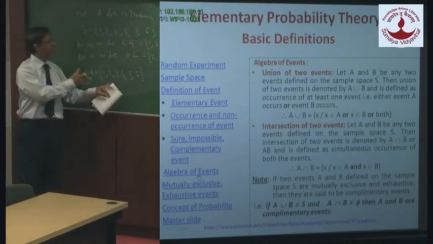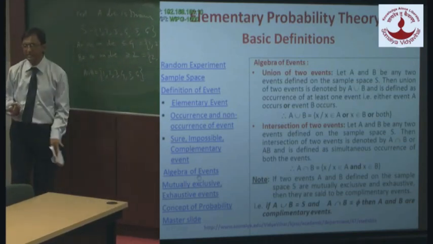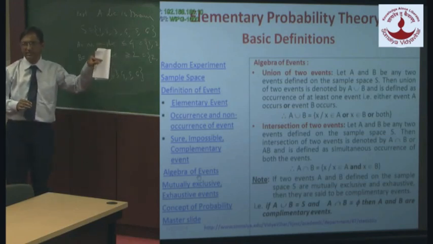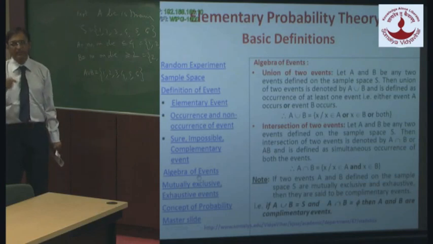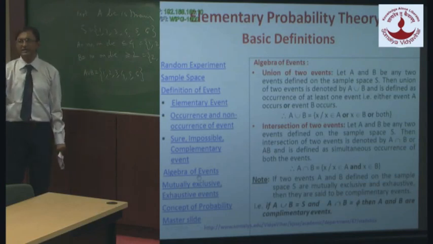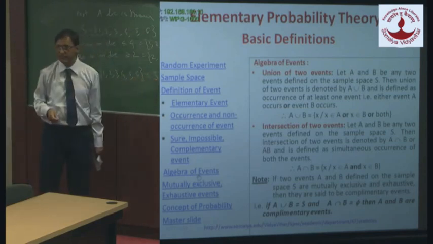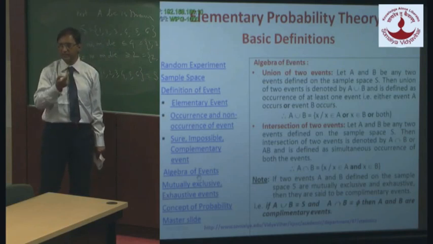Now in this case we are getting this as the sample space. It is not necessary always. In this case we are getting A union B as the sample space. If A union B is the sample space, if this is equal to S, we call it an exhaustive event. It is not necessarily always that we will get the exhaustive.